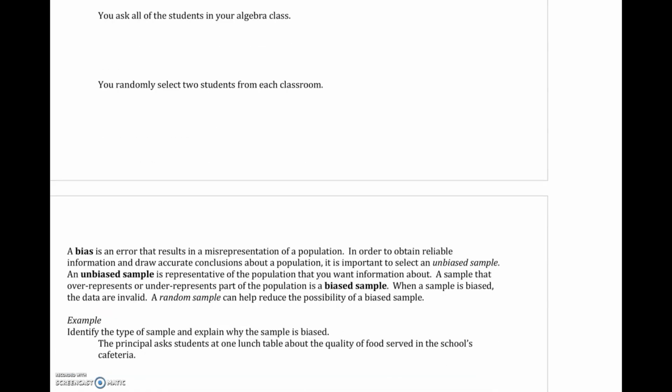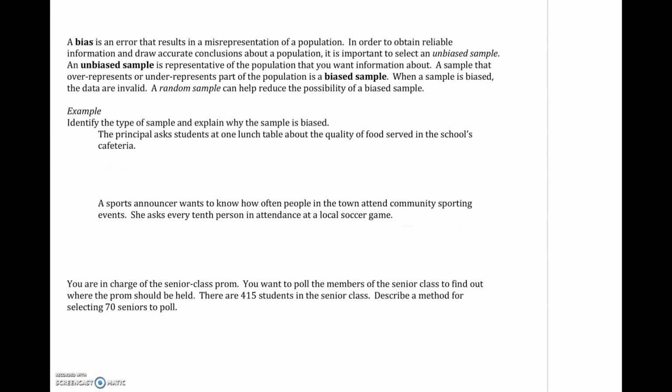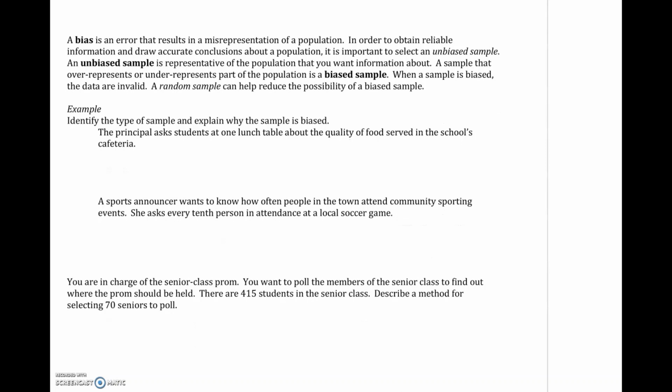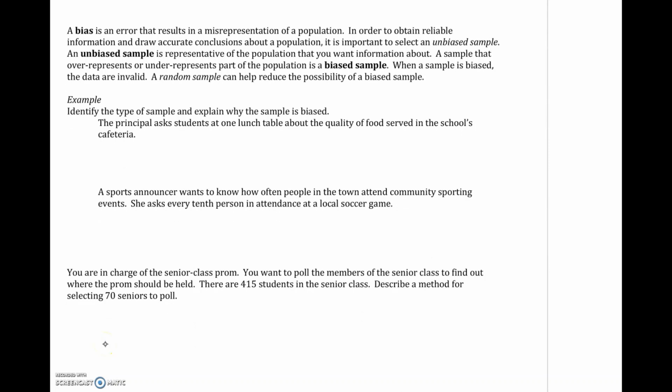Okay, so moving on to bias. Okay, so let's formally talk about bias. So what is bias? Bias is an error that results in a misrepresentation of the population. So that's a key word here. It's a misrepresentation. So there's an error in sampling that causes our sample to not actually be representative of a population.